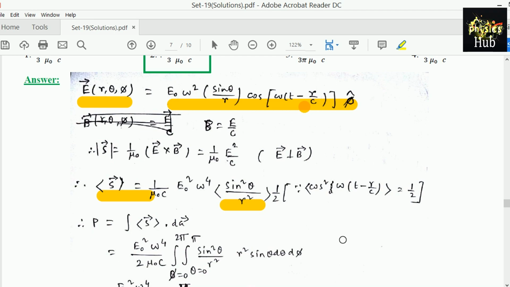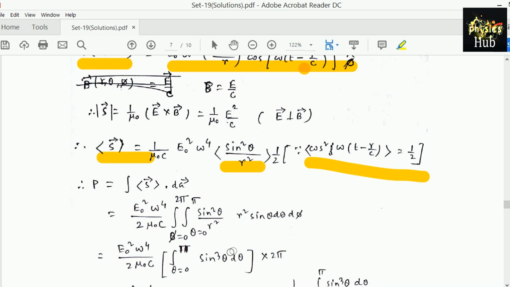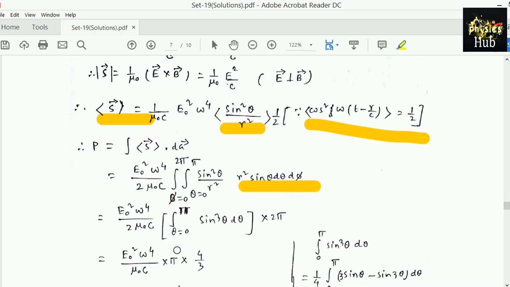So we have to find the average of this term and this term. As you know, the average of cos square theta is half, so we have directly put the value half. Now this sin square theta by r square term is troubling us, so let's calculate that. The area element dA is r square sin theta d theta d phi, and here also we are getting some theta and r dependent terms. So we have to calculate the integration with respect to phi and theta. Integration over phi, there is no phi dependent term, so the integration of d phi from 0 to 2 pi is 2 pi.